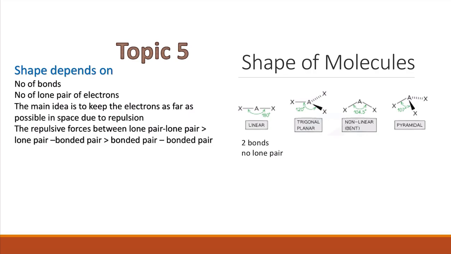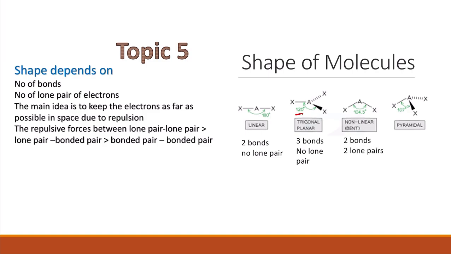So if we have just two bonds here with no lone pair, then the shape is going to be linear because the maximum they can be away from each other in space is 180 degrees, basically opposite directions. If you have three bonds with no lone pair, then it's going to be trigonal planar. The angle here is 120.